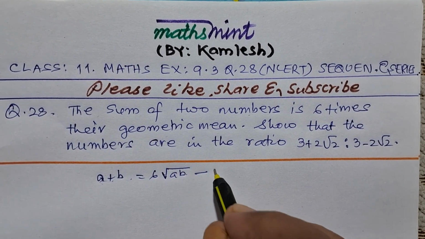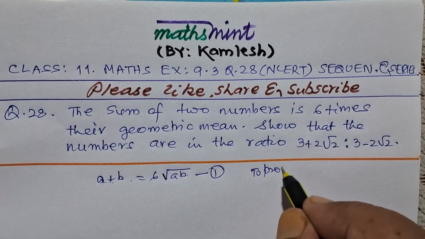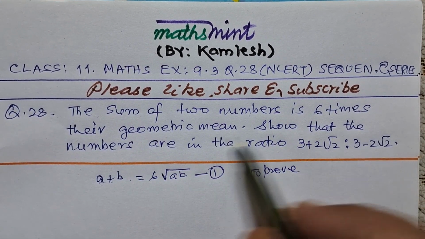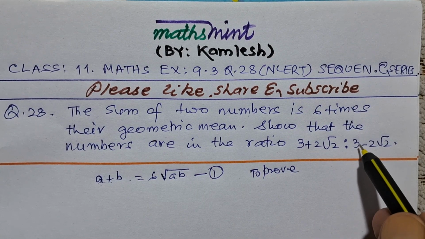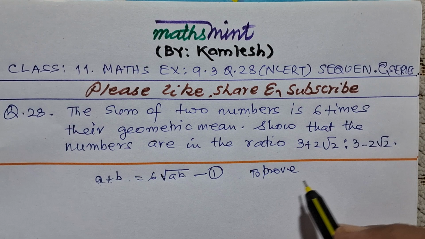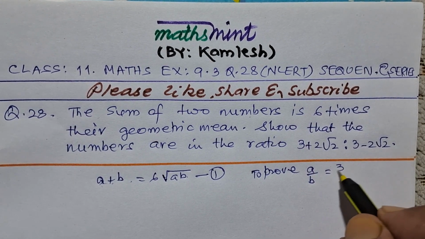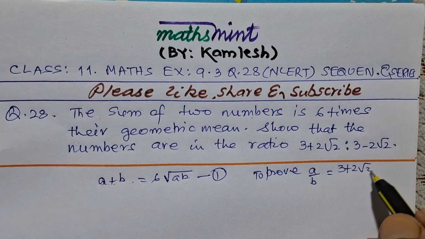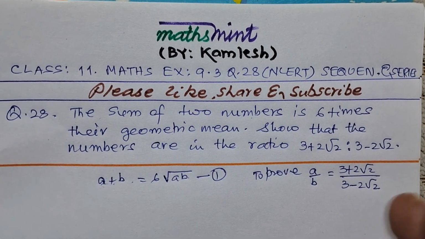Right, this we shall take as equation 1. We have to prove that the numbers are in the ratio 3 plus 2 root 2 is to 3 minus 2 root 2. To prove a by b, their ratio will be 3 plus 2 root 2 by 3 minus 2 root 2. This we have to prove.